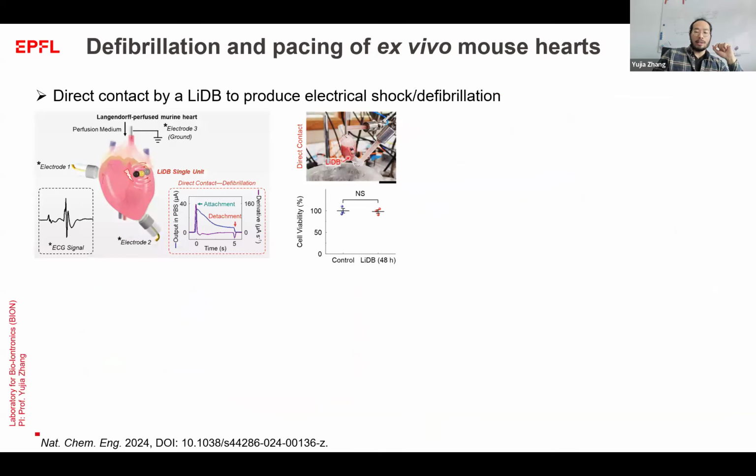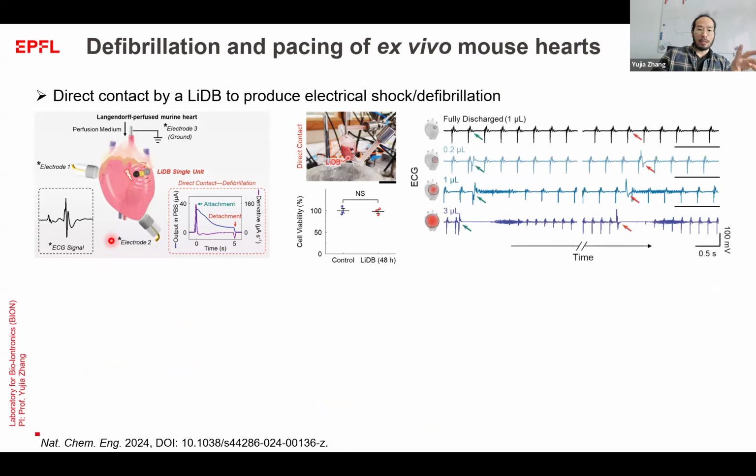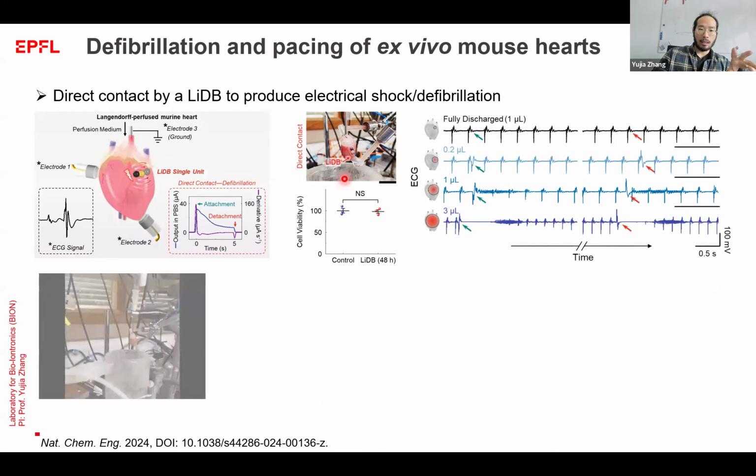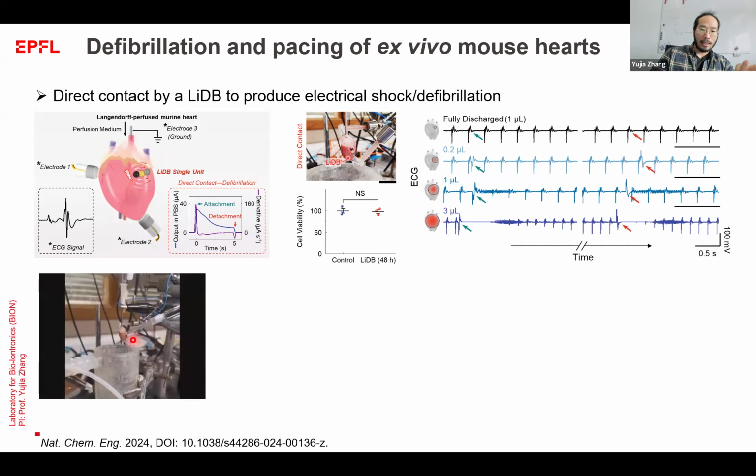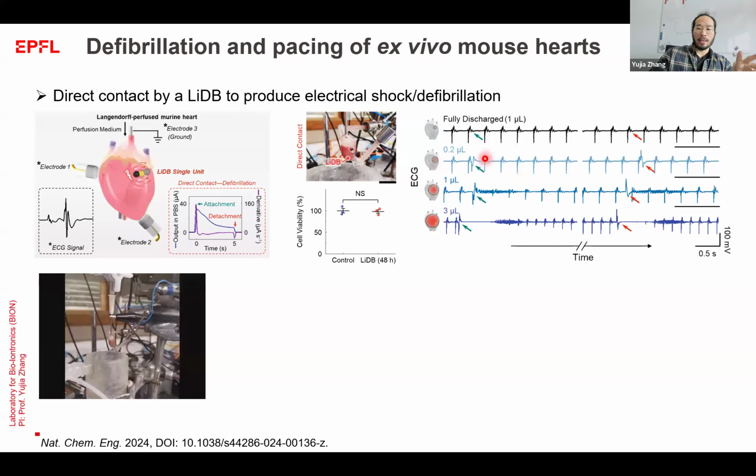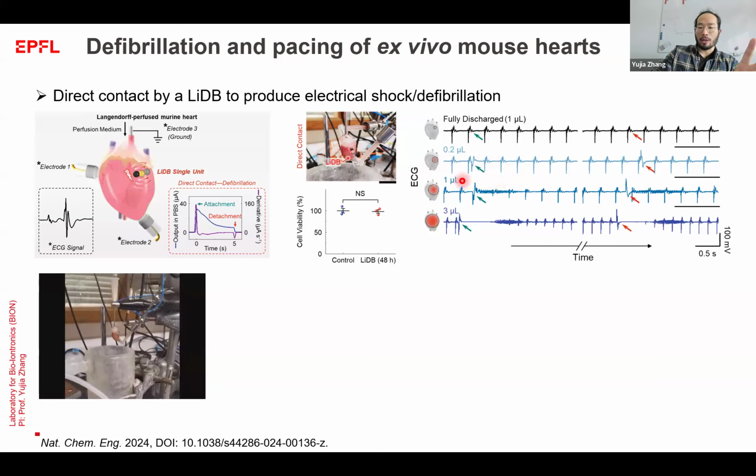But the most important application we did was to use this quite powerful output to stimulate, or actually defibrillate, an ex vivo mouse heart. So we collaborated with Professor Ming Lei in Oxford in the pharmaceutical department, and we created this ex vivo mouse heart model. And when we deposit this lithium-ion droplet battery simply by using a pipette, the output power can basically shock the mouse heart. And this is also correlated to the droplet size, because if we have a larger droplet, it will have more contact area and therefore a stronger stimulation.